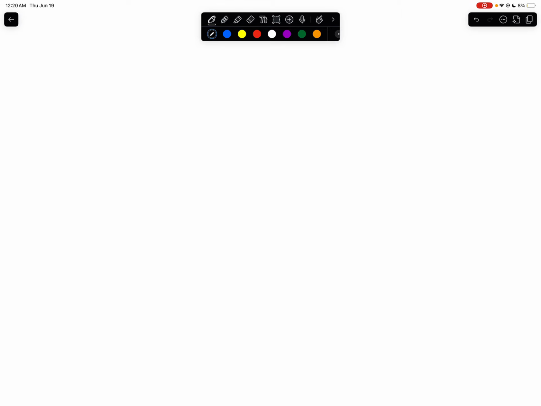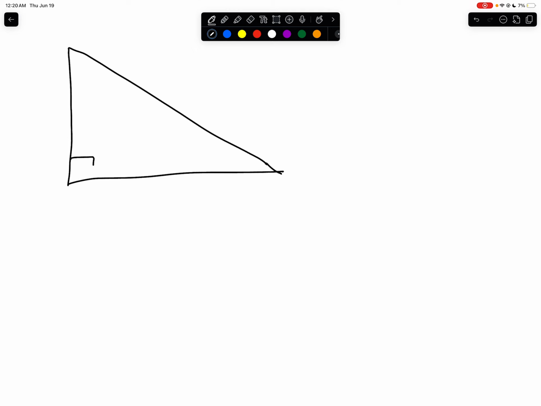So let's start off here with just drawing a right triangle. This kind of sucks, but it does. And so let's say it has two angles. This is, let's say, theta 1, and let's say that this is theta 2, and this is triangle ABC.